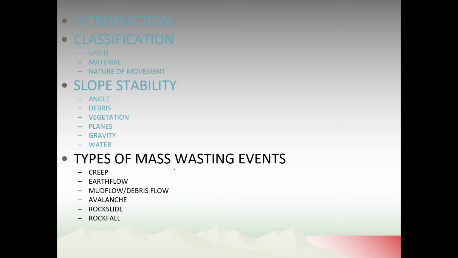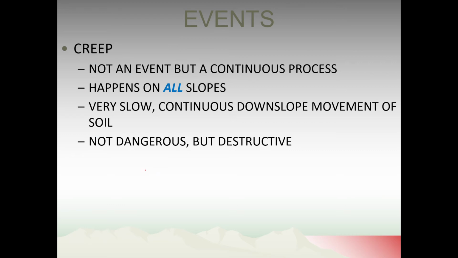So what are the types of mass wasting events that we see? First we'll go with creep. Creep is kind of the unusual one in all of this. So it's not a single event. It's not all at once, as the name suggests. It creeps. It's very slow moving, and it happens on all slopes.